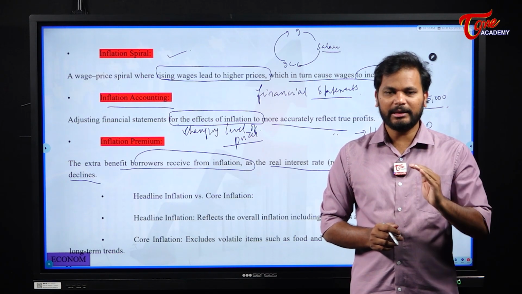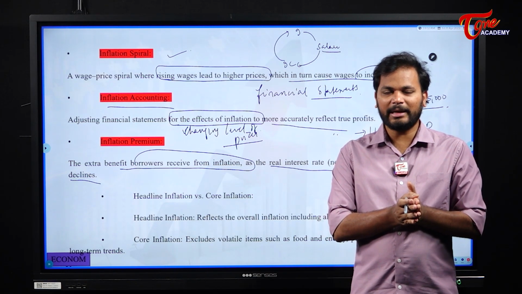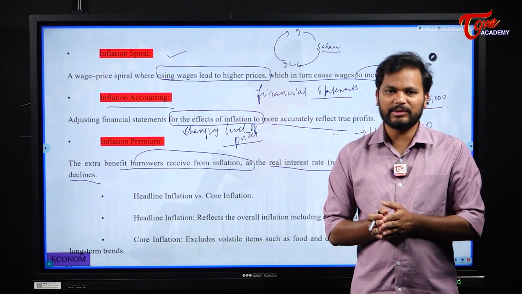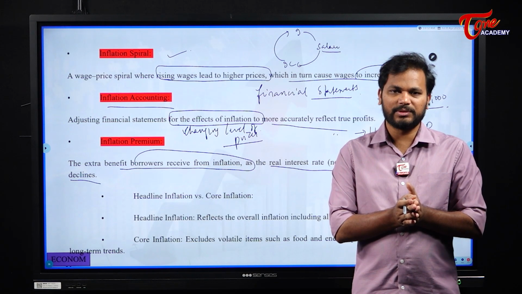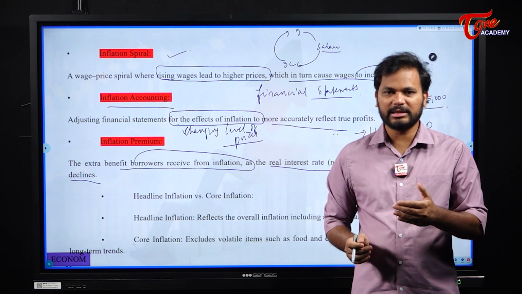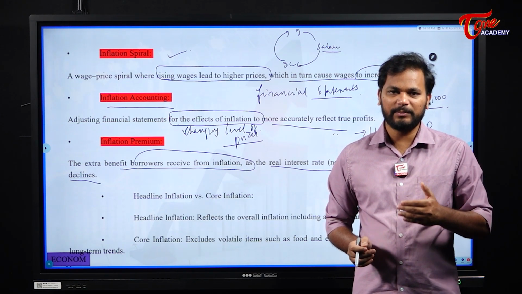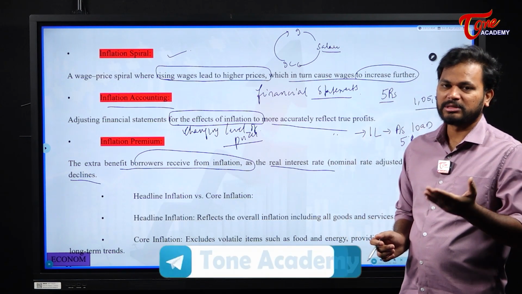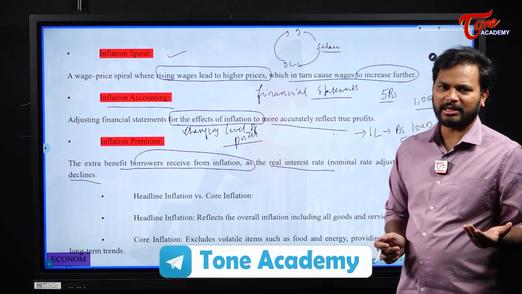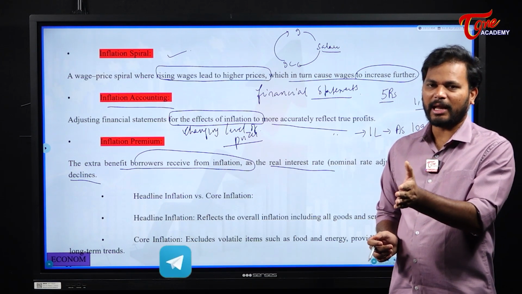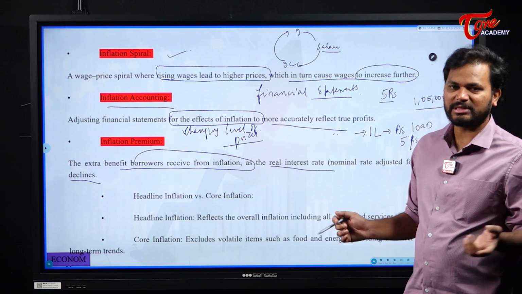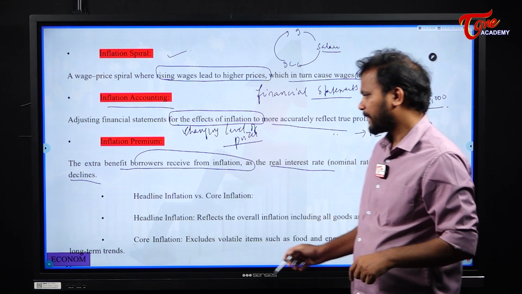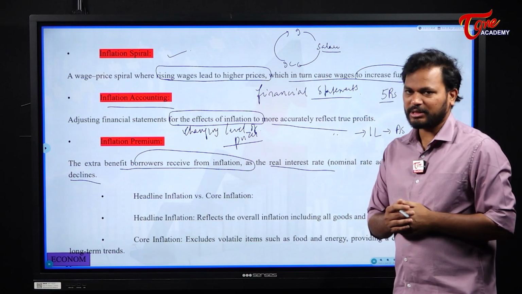The value of the money decreases. Previously 1 lakh used to buy a certain set of goods, but now that 1 lakh has lost its value and is not buying as many goods and services. As a consequence, it benefits the borrowers because the value of the money has declined. Now the 1 lakh might be equal to 10 lakhs, but still I have taken 1 lakh in the previous year, so I'll pay the same principal amount with an additional just 5% of interest. Clear? So that is what is called the inflation premium.